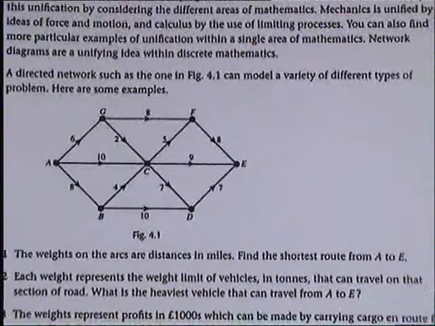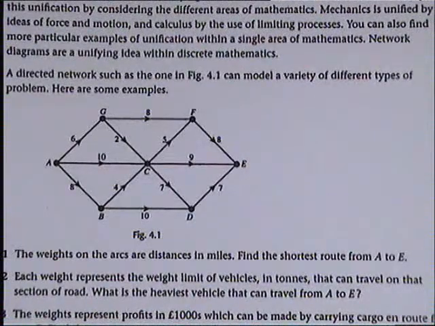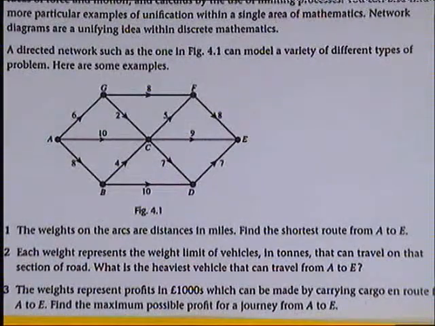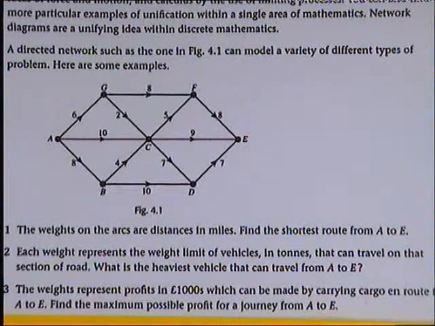Number 3. The weights represent profits in thousands of pounds which can be made from carrying cargo en route from A to E. Find the maximum profit. So what are you trying to do there? Maximise, minimise, minimax, maximin? Maximising.